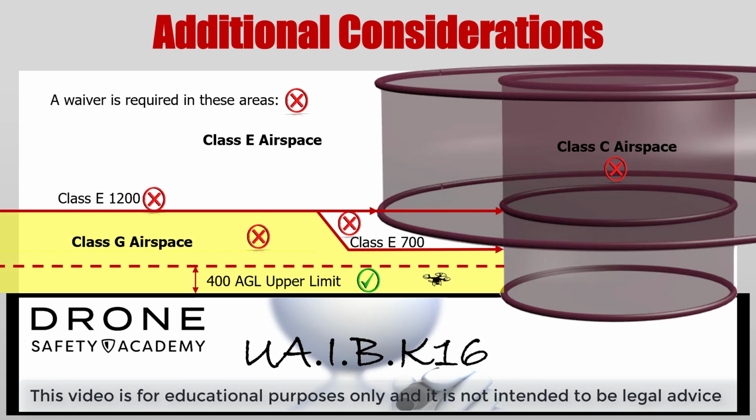Okay, take the same Class E example and let's break it down with a little more detail. A waiver is required in all the areas that have an X. In this, we can see the two floors of the Class E airspace, 1200 feet AGL and 700 feet AGL, and the transition area. We also see the Class C airspace and the Class G airspace. The only area that you can operate as an SUAS pilot is the Class G airspace up to 400 feet AGL.